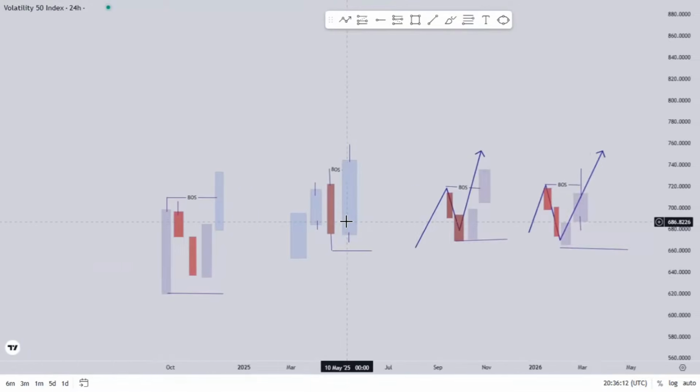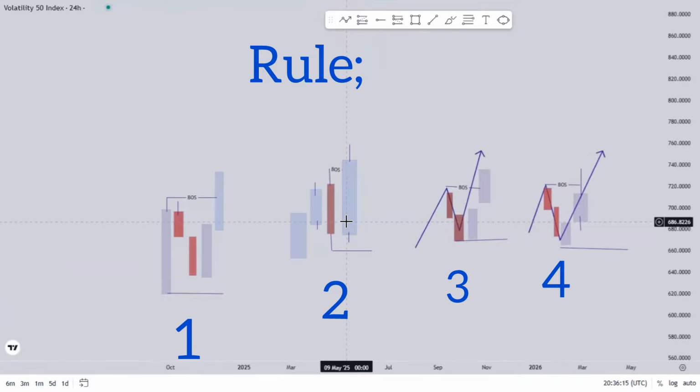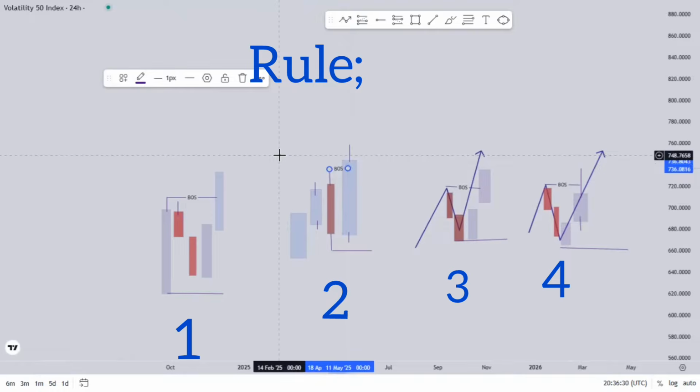Let's lay out a very, very rigid rule. This rule, I've followed it for a very long time, and I'm telling you from experience, it has proven to be very, very solid, and it plays a major role in my trading decisions as a whole.